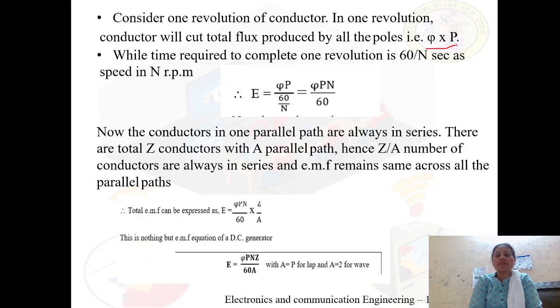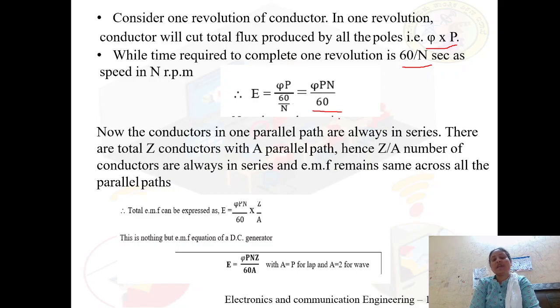Okay, and the time taken to make one complete revolution in seconds is 60 divided by N seconds. Therefore, the EMF is d phi by dt. The change of flux d phi can be taken as phi into P, divided by the time change, which is 60 divided by N. If we simplify, we get the EMF as phi P N divided by 60. This is the EMF which is developed in a single conductor.